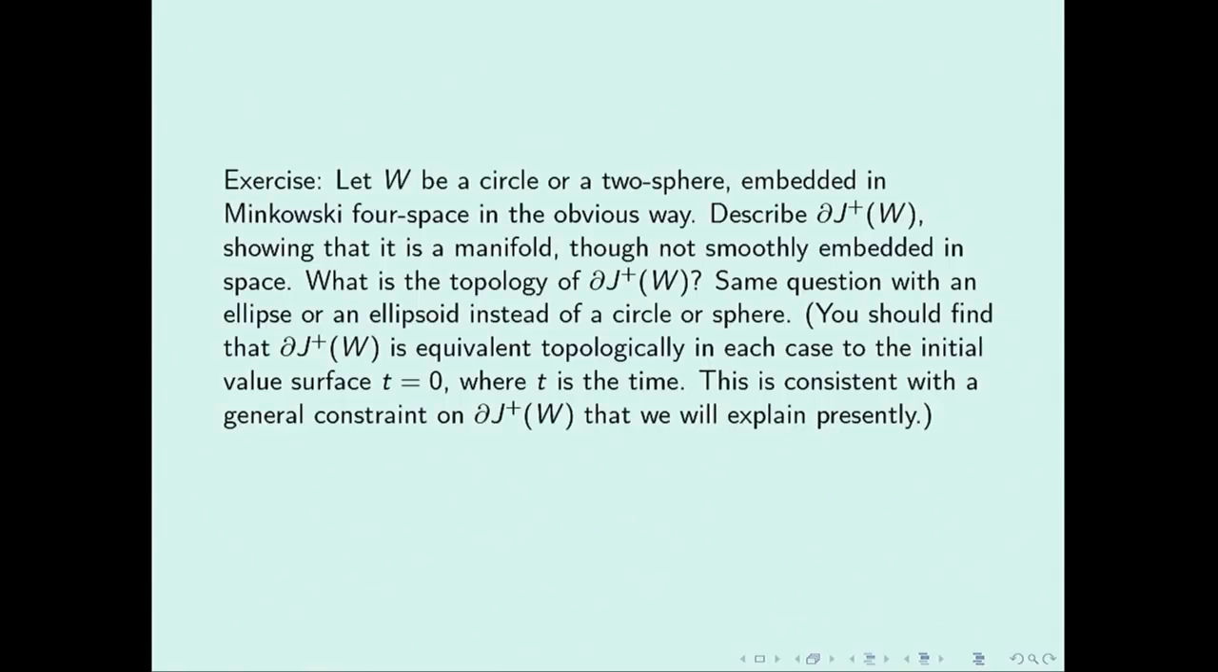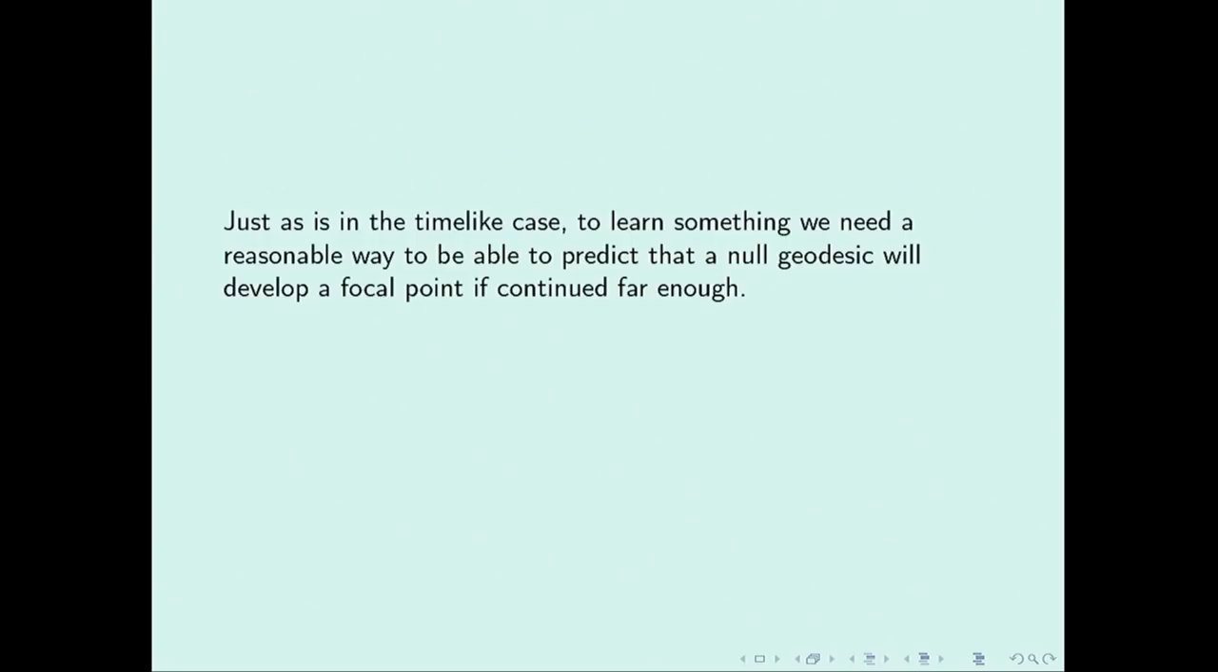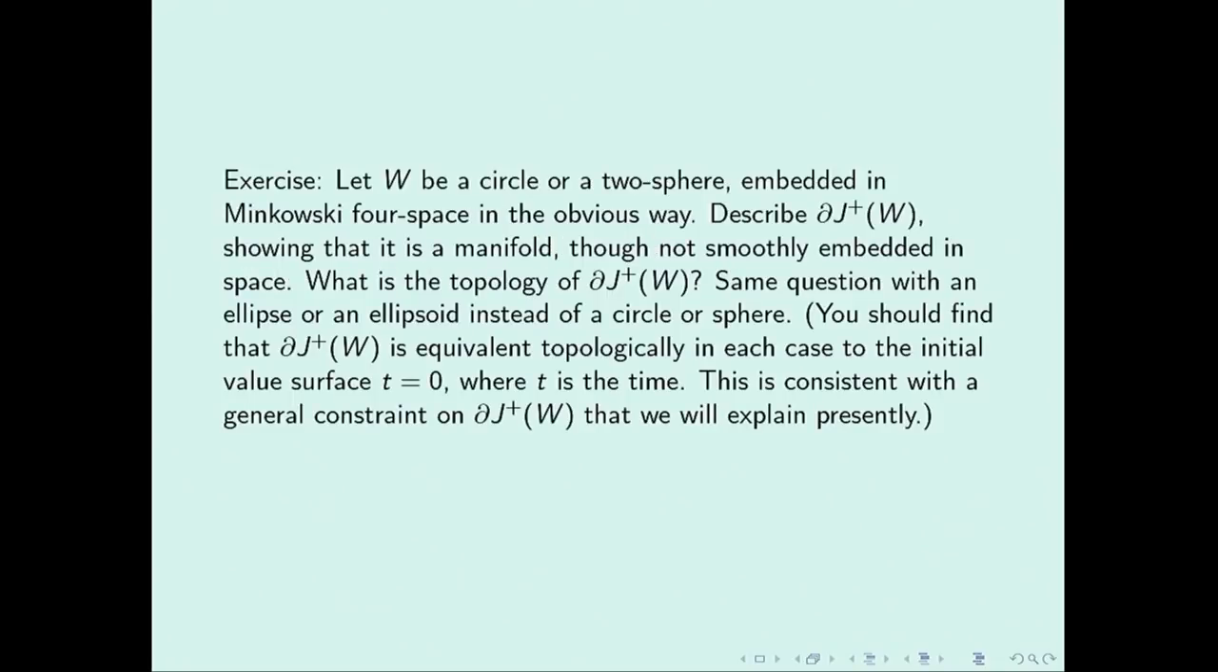But I'll conclude with an exercise. In this exercise, you're supposed to consider different obvious sets, W, like a circle or a two-sphere embedded in Minkowski space in the obvious way. And you're supposed to figure out what is the boundary of the future of W. And you'll see, hopefully, that it's always topologically a manifold, though it's usually not smoothly embedded in spacetime. And I think we'll stop here. And the first topic next time will be the null Raychaudhuri equation, which you could call the Raychaudhuri-Sachs equation. Thank you.